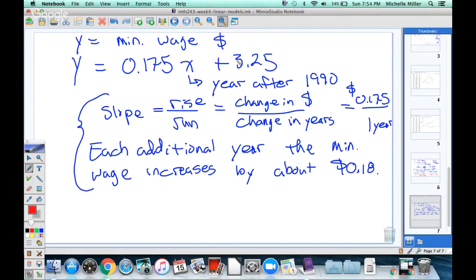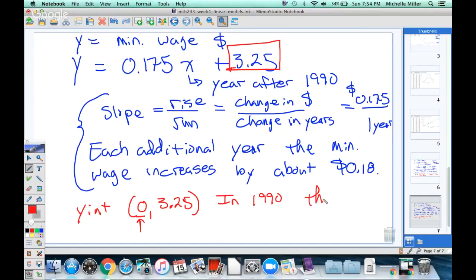The y-intercept, on the other hand: x is years after 1990, and the y-intercept is always the value at 0, whatever the y-intercept is, 3.25. So this would be 0 years after 1990. So the y-intercept means that in 1990, the minimum wage was $3.25. So in this case, the y-intercept is meaningful. It means something. And every example is different.